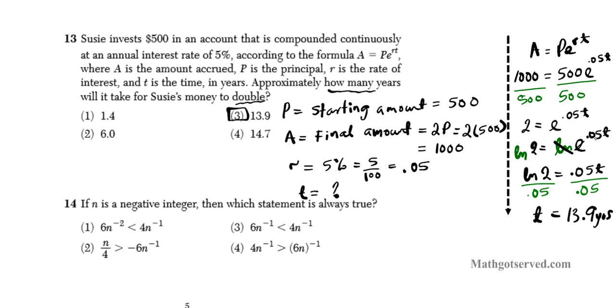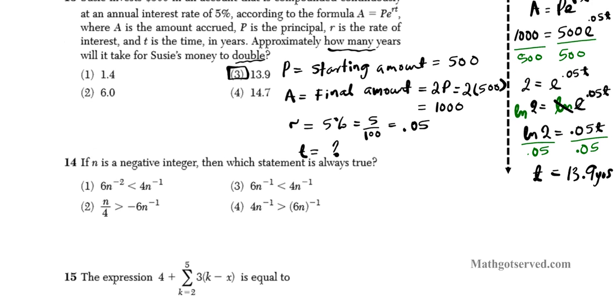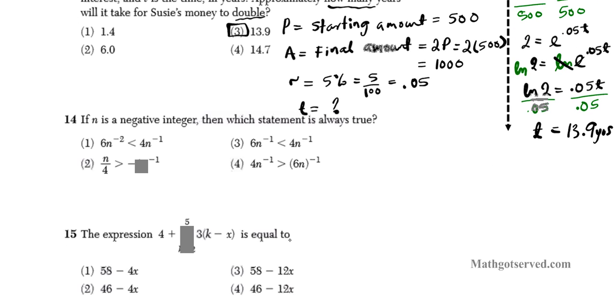Okay, number 14. It says if n is a negative integer, which statement is always true? There are different ways you can do this. You can graph these functions, or you can plug and chug. What I'm going to do is plug and chug, but you can always use a graphical exploration. Just graph it and look at the left side of your graph to determine it.